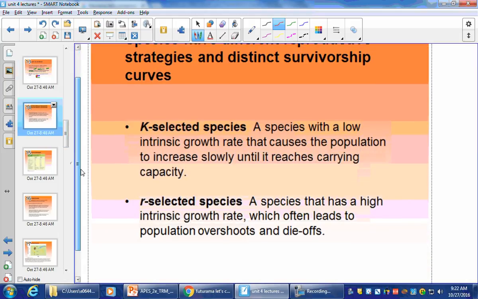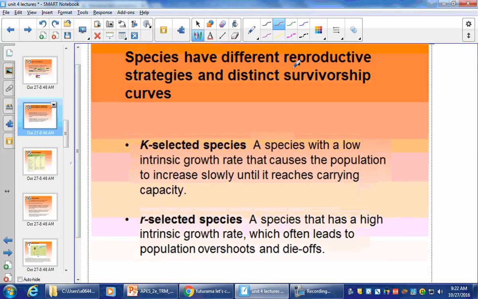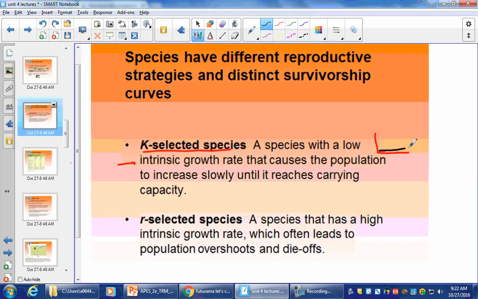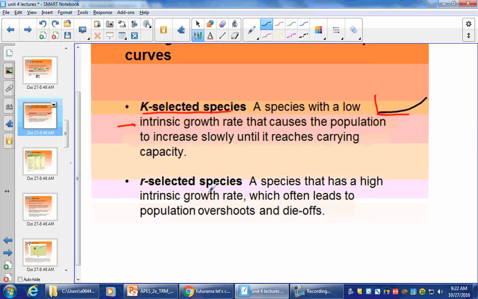All right, so here we go. I kind of jumped the gun a little bit, but let's talk about the reproductive strategies. We have K-selected species. They have a low intrinsic growth rate. That means their curve is going to be exponential, right? But it's going to be very slow, right? And then you have your r-selected species, with a high intrinsic growth rate. You have the overshoots and die-offs here, right? And this is going to reach carrying capacity eventually.